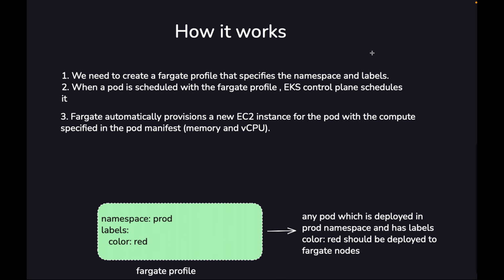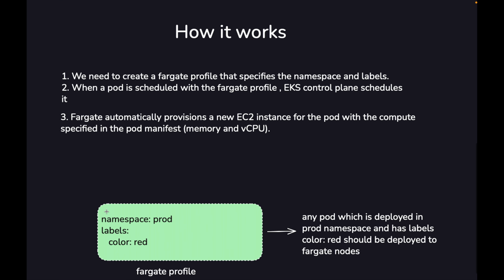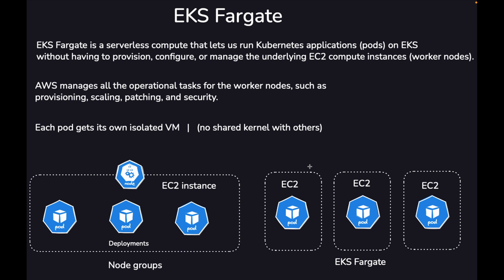Okay, so here's an example of a Fargate profile. You just create a Fargate profile and you specify the namespace as well as the labels. And now what we are telling Kubernetes is that any pod which is deployed in the prod namespace, which is defined here, and has the label color equals red, should be deployed to Fargate nodes and not AWS managed nodes. So that's pretty much about it. Now what we'll do is we'll spin up our EKS cluster, and then we'll do all those things on that cluster to see how it works.